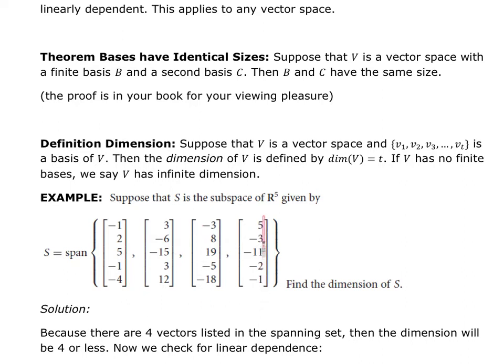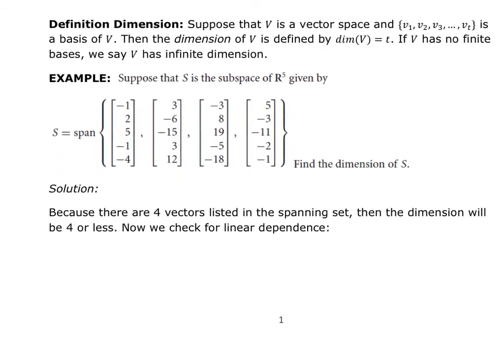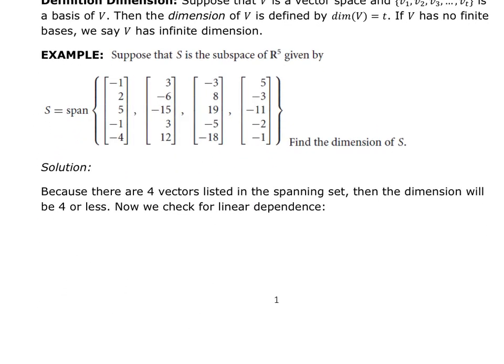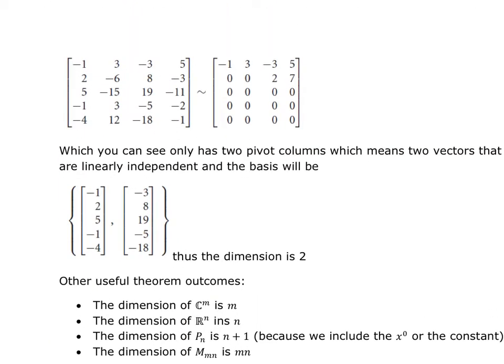What I do know, however, is that the dimension has to be 4 or less. And it has to be 4 or less because I have 4 vectors. And it could be less because we don't know if these are linearly dependent or independent. So the first thing we want to do is check for dependence. And of course, the way that we do that is we put them into a matrix and row reduce to the equivalent reduced row echelon form. We can see in this example that I have a pivot in the first column and I have a pivot in the third column.